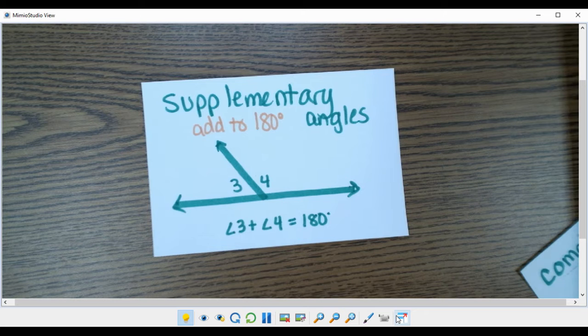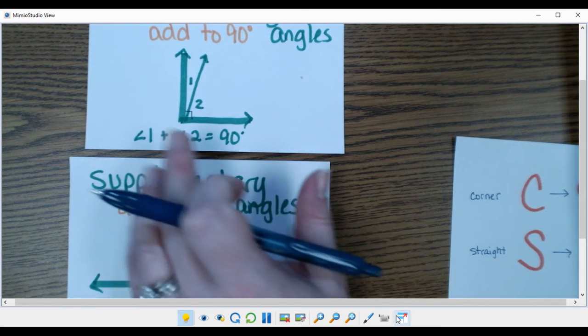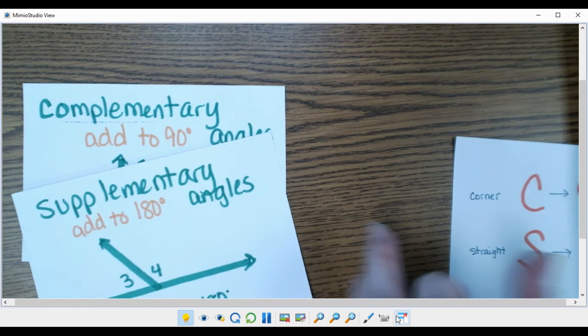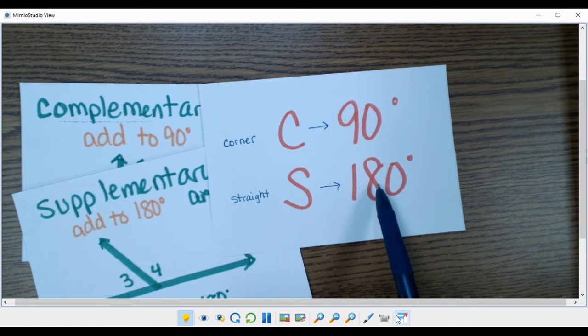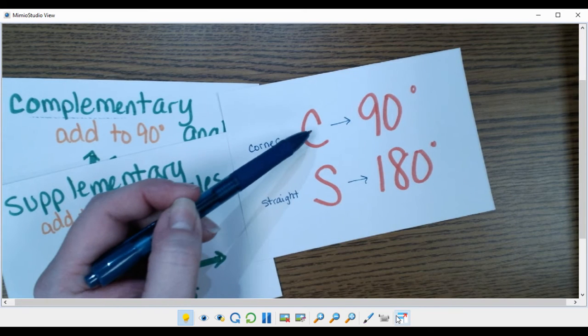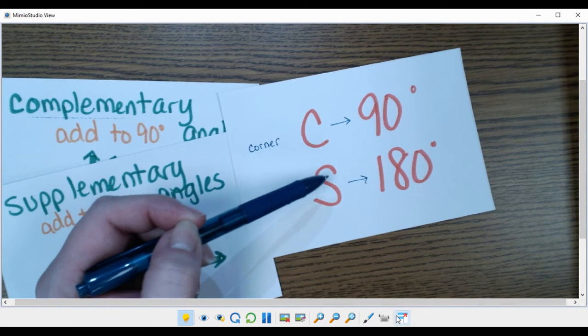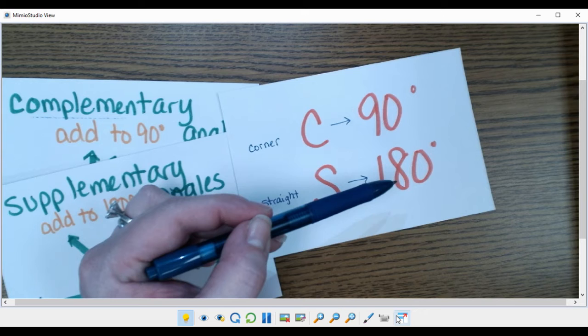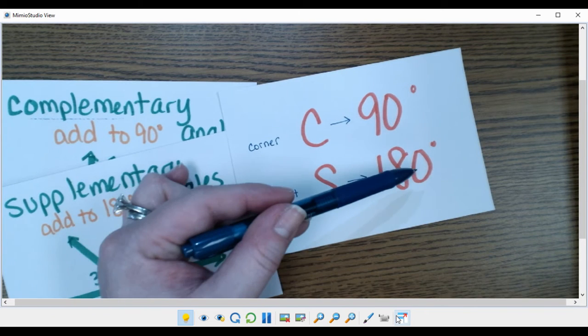Now, they're very similar. How do you remember the difference? So put these like this. All right, here's some ways that I have to help you remember. C is for 90, S is for 180. C and then S is in alphabetical order. And when you count, 90 comes before 180, right? So the first one goes with the first one, and the second one goes with the second one.